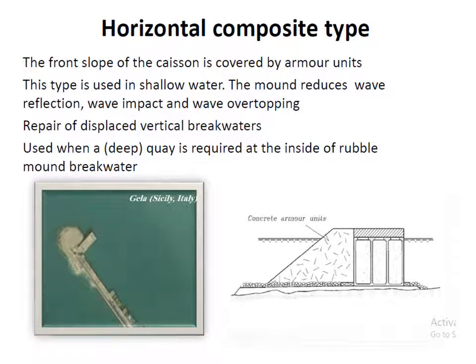Horizontal composite type breakwater. The front slope of the caisson is covered by armor units. This type is used in shallow water. The mound reduces wave reflection, wave impact, and wave overtopping. Repair of displaced vertical breakwaters is used when a deep quay is required at the inside of rubble mound breakwaters.